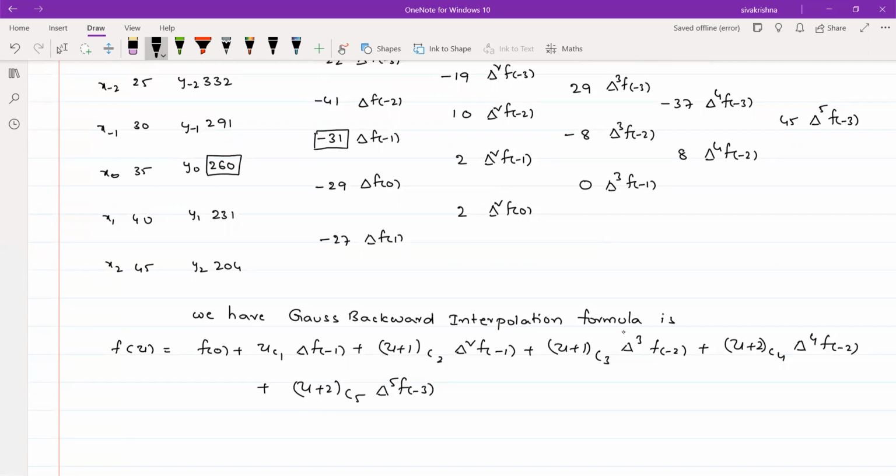Okay, I have rounded that value. And after that we want delta square f of minus 1. So this is delta square f of minus 1. And after that we want delta cube f of minus 2. So that is delta cube f of minus 2. And delta power 4 f of minus 2. And finally we want delta power 5 f of minus 3. So this is delta power 5 f of minus 3. After rounding the values, we have to draw arrow marks in order to identify those terms very easily.